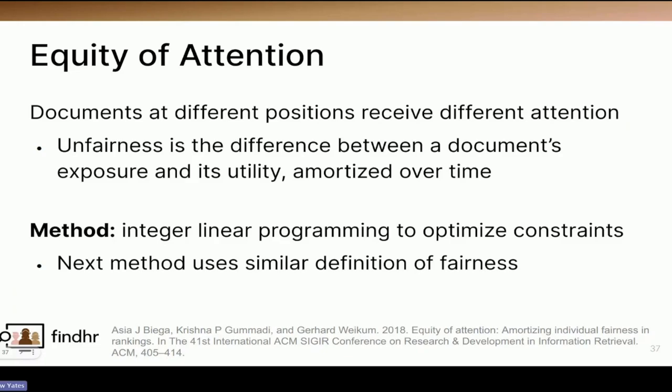And so the idea of equity of attention is that we should amortize this, and unfairness is the difference between the document's exposure and its utility. So the idea is that something is unfair if a document, or an item or a user, does not receive much attention, but it should have. We won't go into the details of this method very much because it takes some discussion, but essentially there's some fairness constraints, and this is optimized as an integer linear program.